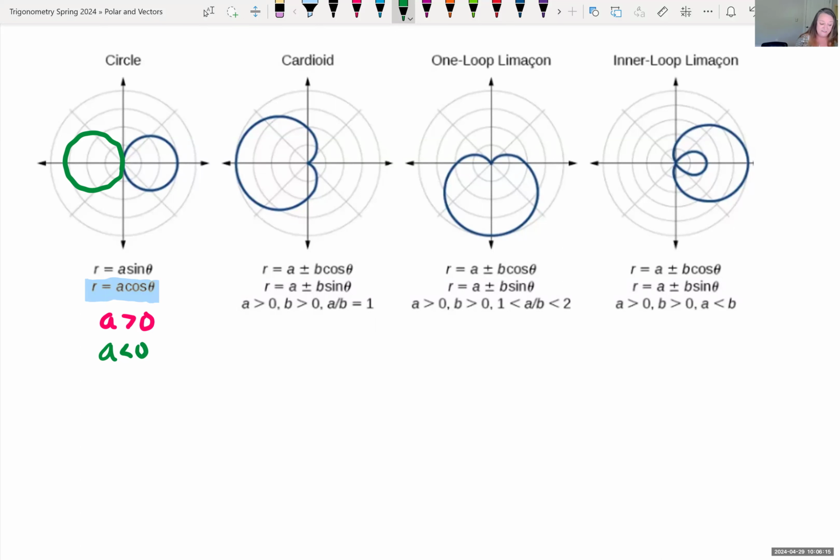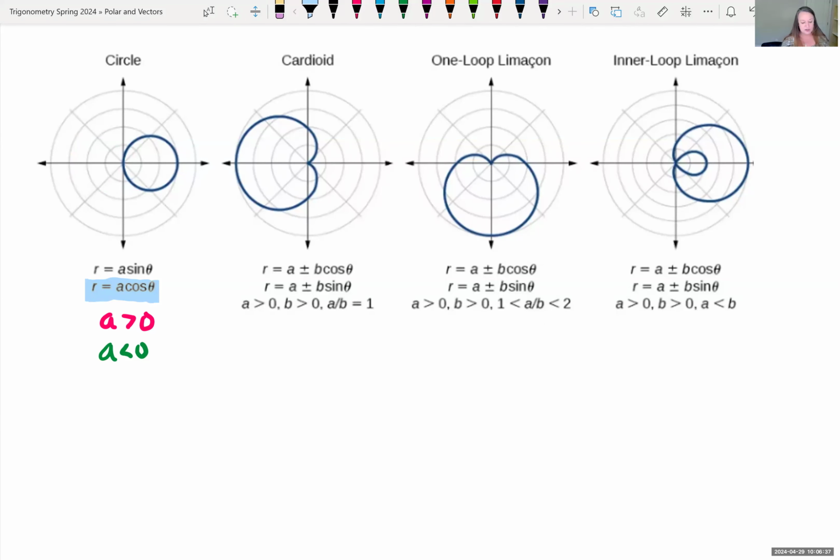Same sort of idea for sine. Sine, remember, if we were looking at it on the unit circle, is our y value. So think of it, if a was positive, it was above, like the x-axis, or pole in this case. And if a was less than 0, it was below. Okay. Then we looked at cardioids.